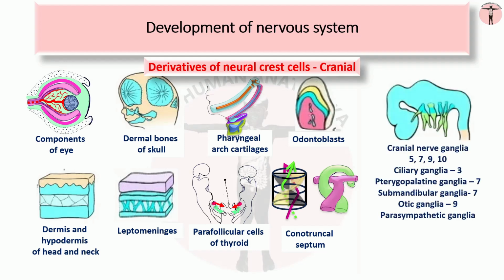Sensory ganglia or cranial nerve ganglia of cranial nerves 5, 7, 9 and 10, ciliary ganglia of cranial nerve 3, pterygopalatine ganglia of cranial nerve 7, submandibular ganglia of cranial nerve 7, otic ganglia of cranial nerve 9, and postganglionic cells of parasympathetic ganglia.